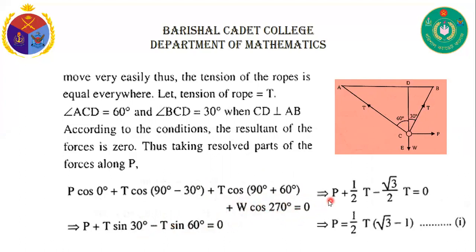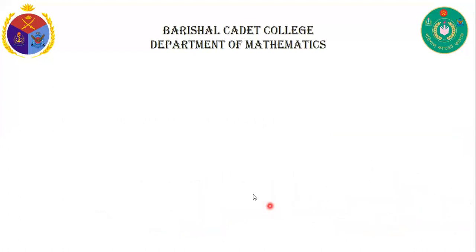So now we write P plus T sine 30, which is half, that is T by 2, and sine 60 equals root 3 divided by 2 T. So here P equals 1 by 2 T times (root 3 minus 1). This is equation 1.